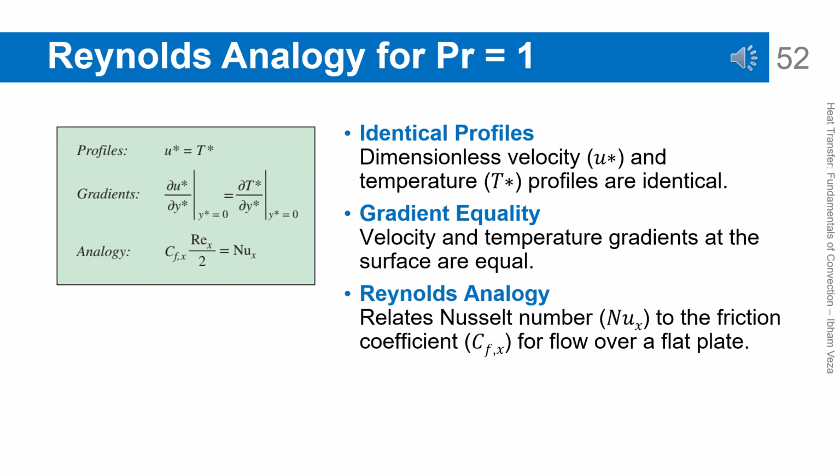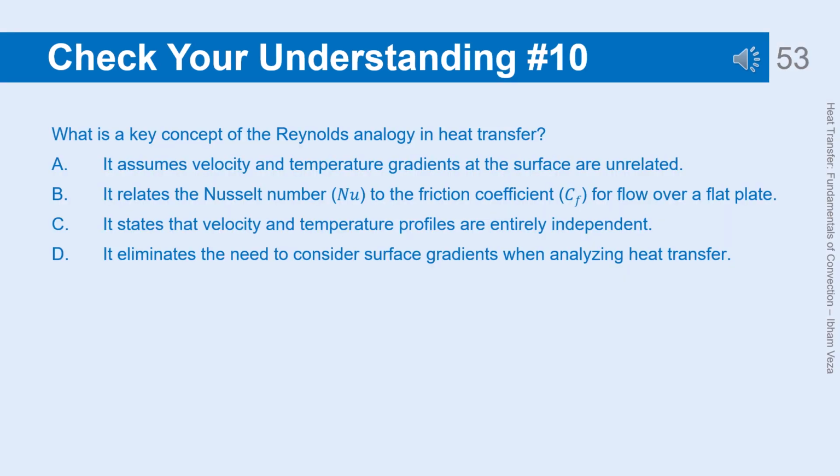The Reynolds analogy links the Nusselt number to the surface friction coefficient. This analogy shows the direct relationship between momentum transfer and heat transfer. This concept is very useful for estimating heat transfer from friction data. Answer B. It relates the Nusselt number, Nu, to the friction coefficient, Cf, for flow over a flat plate.